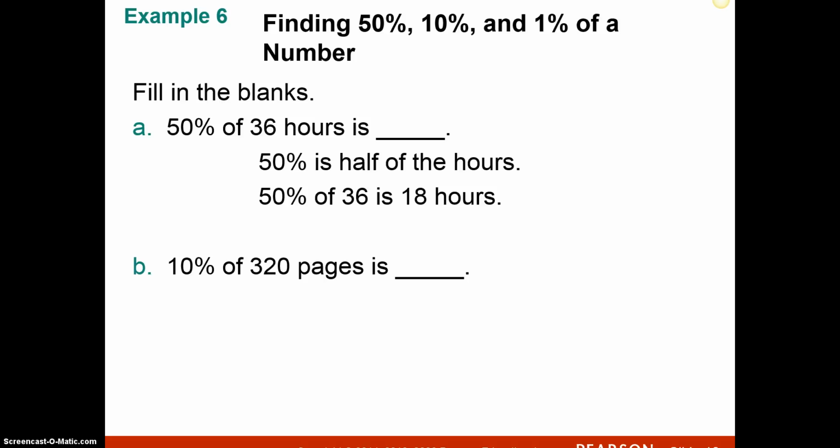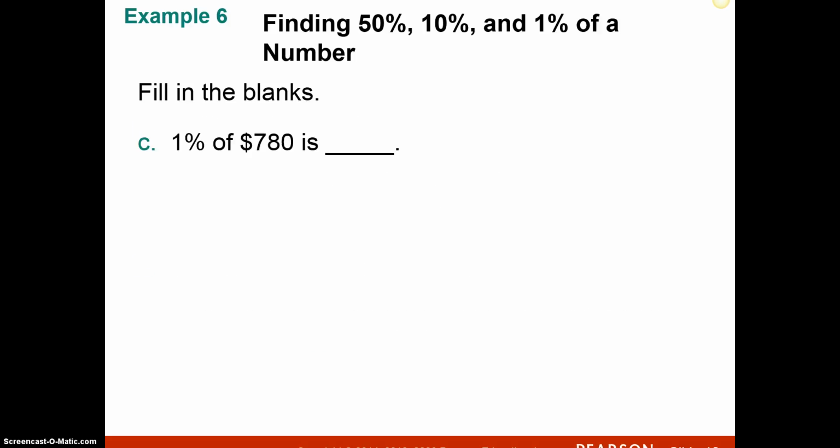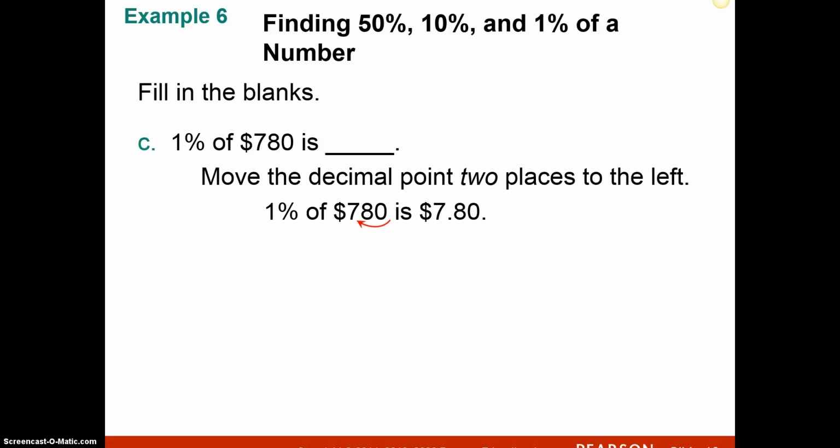Then B, if we have 10% of 320 pages, we just want a tenth of that, so move our decimal place, and that's going to give me 32 pages. Then the last one is we want 1% of $780, just 1%. So we want to move our decimal places twice to the left in this case, because really, remember, we're dividing here, so move it twice to the left and we get $7.80.